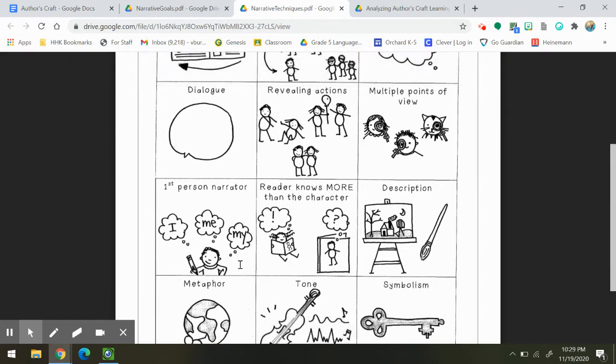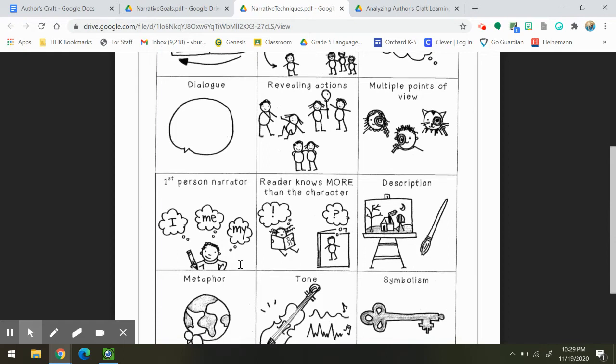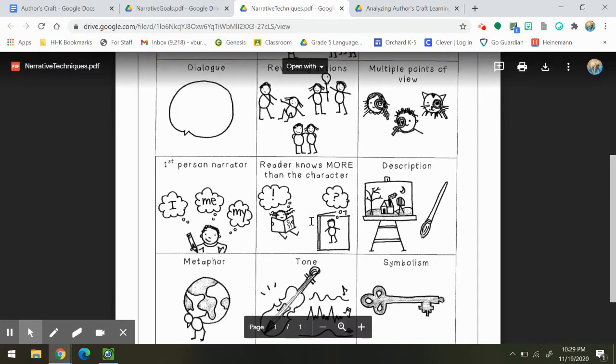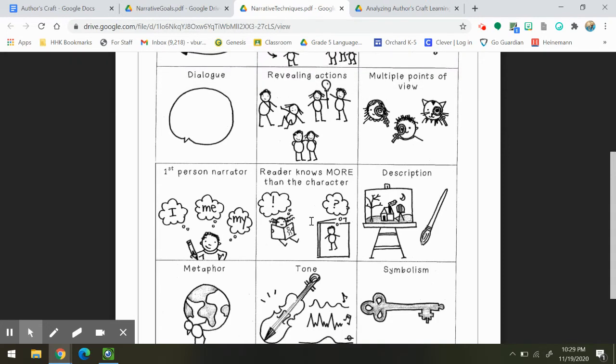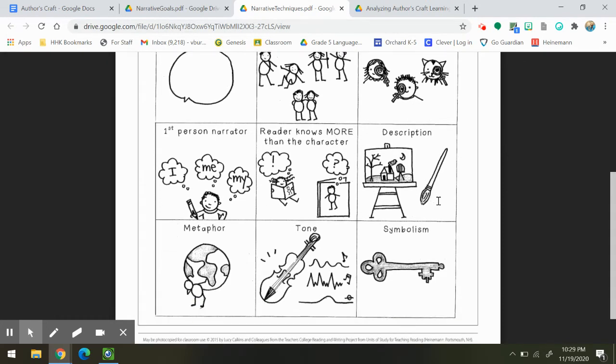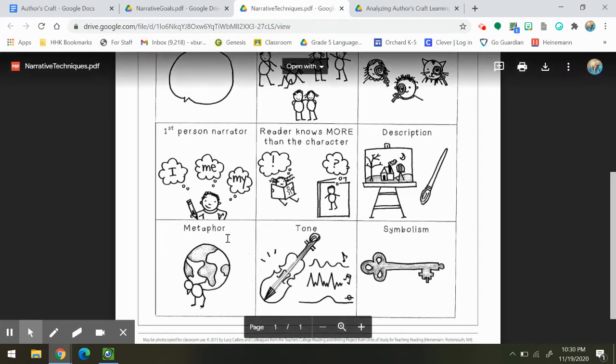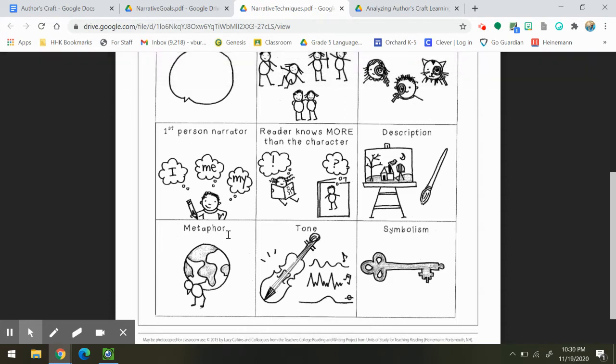We've discussed early on in our year about first-person narrator and how this point of view really helps you get inside the head of the main character, and it helps you understand their feelings and their perspective. Sometimes the reader might know more than the character, and that's a technique the authors do on purpose. They use description to describe the setting. They might use metaphors, right, to describe two things. They may show the tone, right? And they may use symbols.